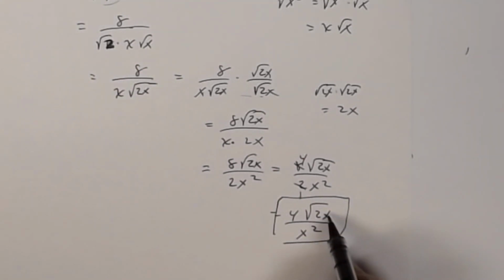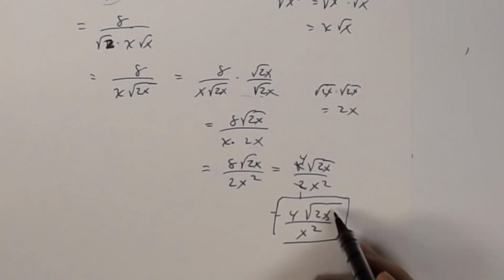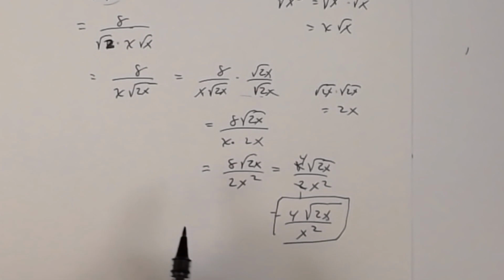Again, don't think you can reduce the x here and the x squared here, because that's not a factor of x. See, that x is in the square root. That's not the same thing. The square root of x is not the same thing as x. All right, so that's one path.